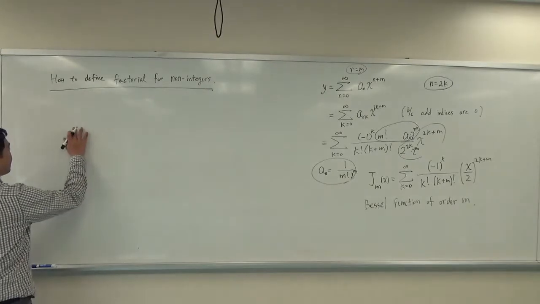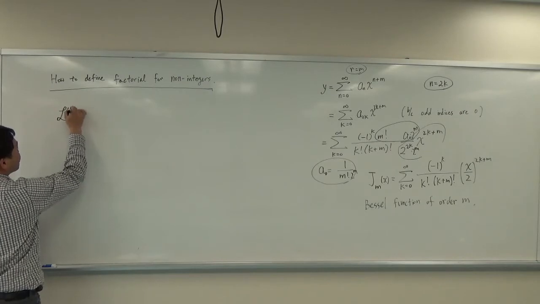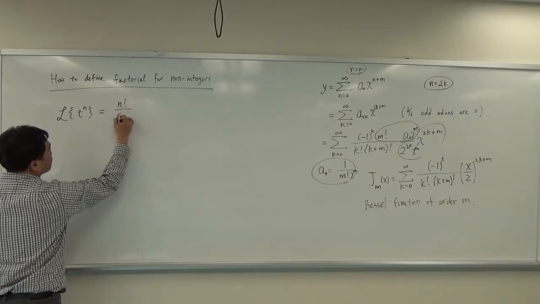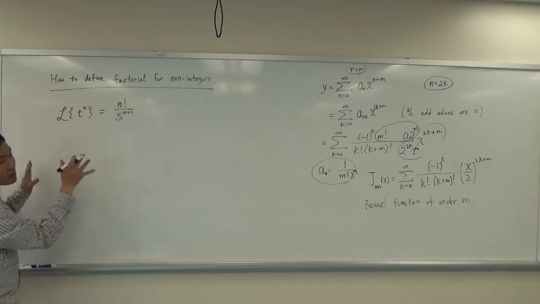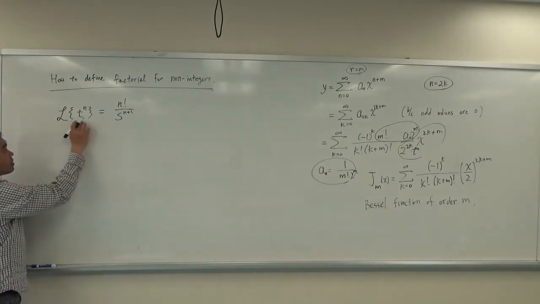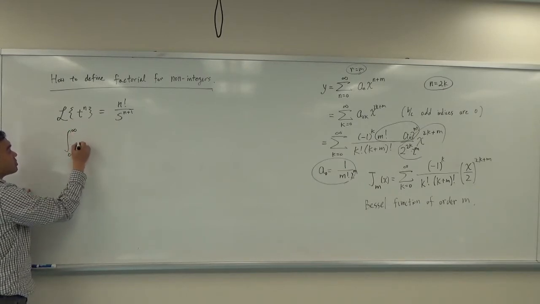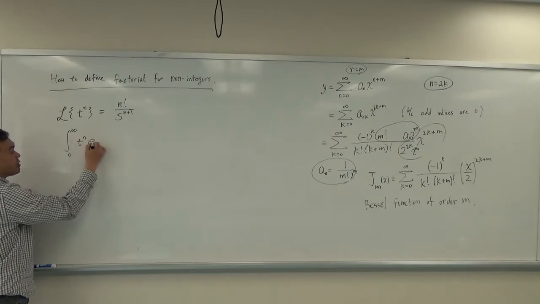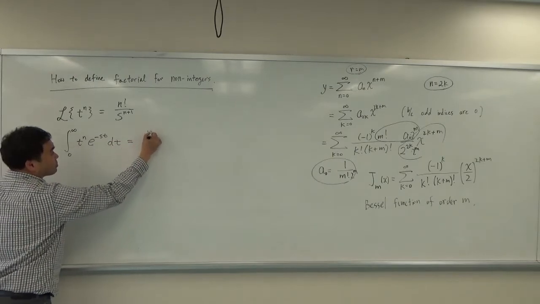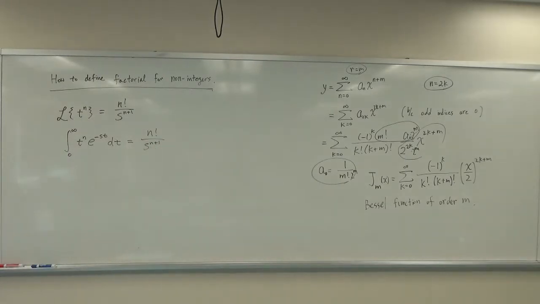Okay. So the way we start is we start with the fact that the Laplace transform of t to the n is equal to n factorial over s to the n plus 1. Now if you know this, wonderful. Even if you don't know this, it's okay. I'll write down what it means. The Laplace transform is the integral from 0 to infinity of t to the n, you take the function and multiply it by e to the negative st, and you integrate by t. And that gives you n factorial over s to the n plus 1. Okay?